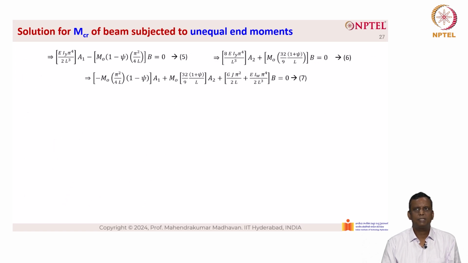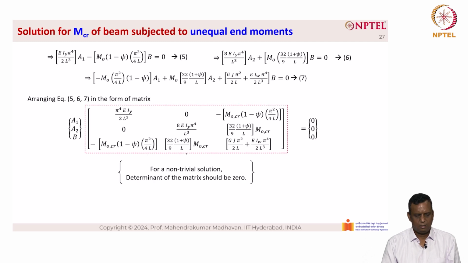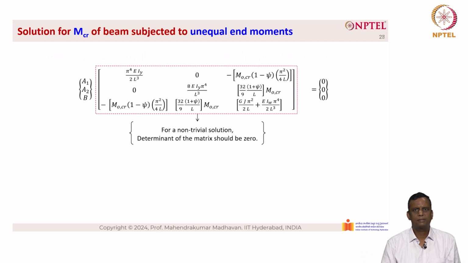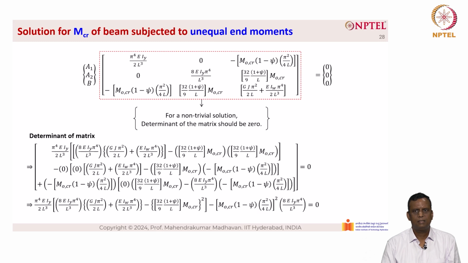Now we have three equations, 5, 6 and 7, which can be represented in the form of a matrix. So we have a1, a2 and b. So when we represent it, we get this in the form of a matrix. And for a non-trivial solution, the determinant of the matrix should be equal to 0. So when we expand the matrix, we have the determinant of the matrix given here, and it's a long big equation, as you can see at the bottom.